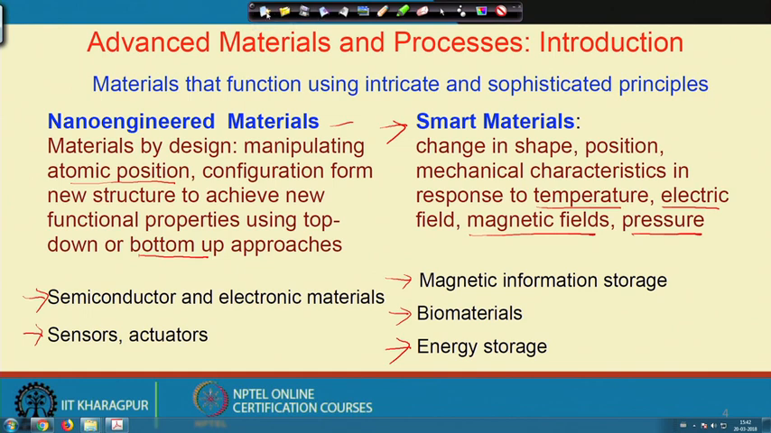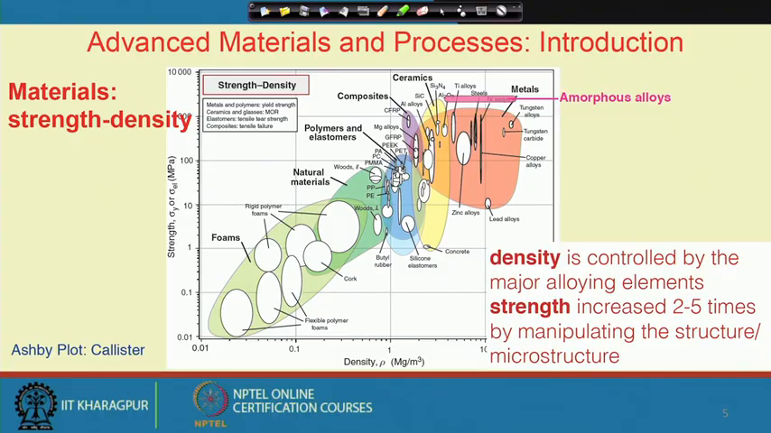And so on. There are so many different objectives of this particular course. However, we will be limited to 30 hours of lecture. Let us say we first consider a very typical Ashby plot, and we know that all the materials in our world can be classified into three major categories.